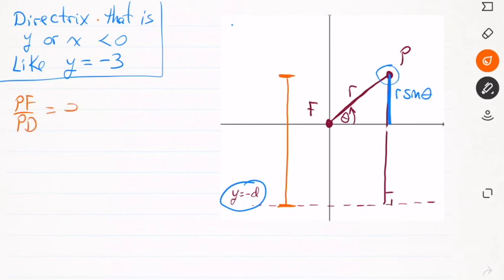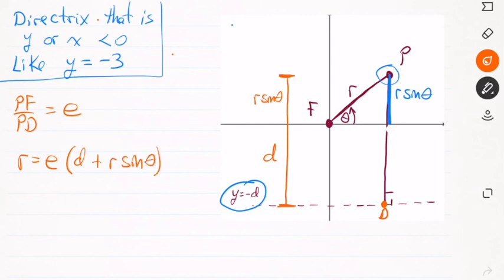is equal to our eccentricity, I already have PF equal to r, so the length of PD is of importance, and d is way down here. So the distance of PD is going to be the sum of these line segments. The distance down is d, and the distance up is r sine of theta. So unlike when y is equal to positive d, with y equal to negative d, we're going to add the pieces together. So this is going to become r is equal to e times d plus r sine theta.